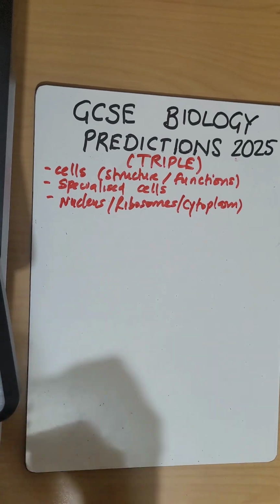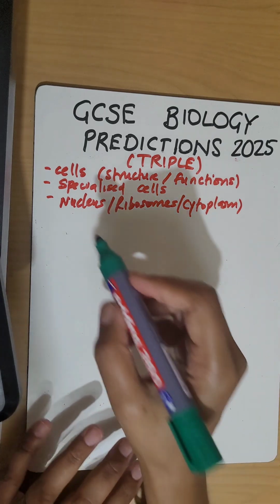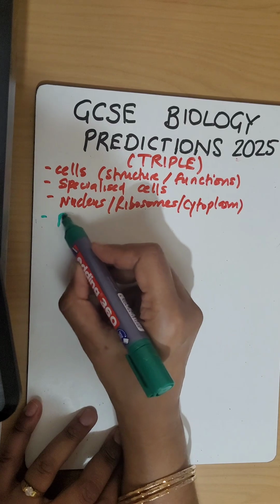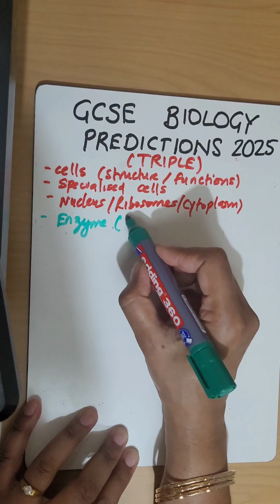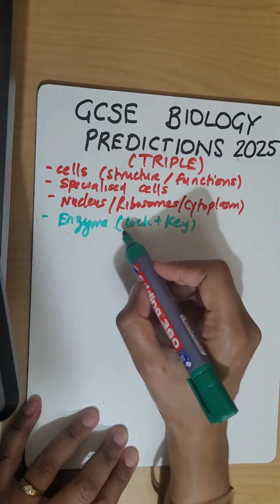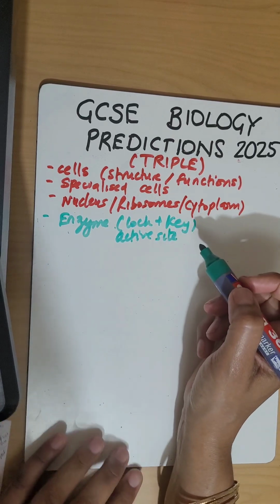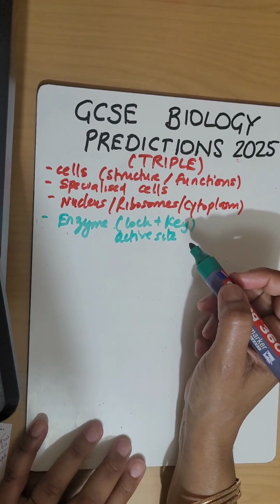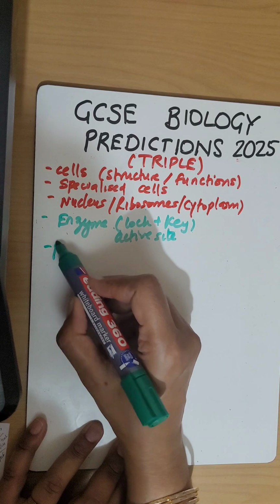The next big topic we're looking at for the triple paper, the separate science paper, is enzymes. For enzymes, you've got the lock and key mechanism that you need to be aware of. You've got your active site, and you've got the substrate. And also in terms of enzymes, we're looking at what denatures enzymes.